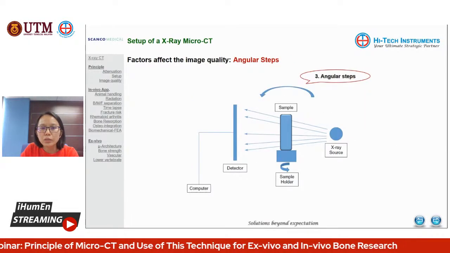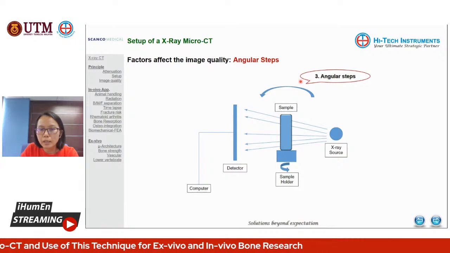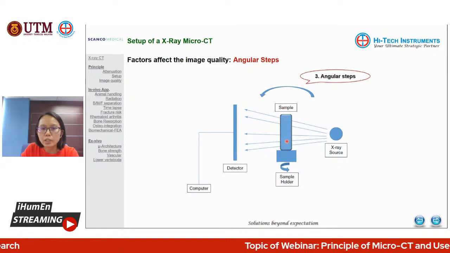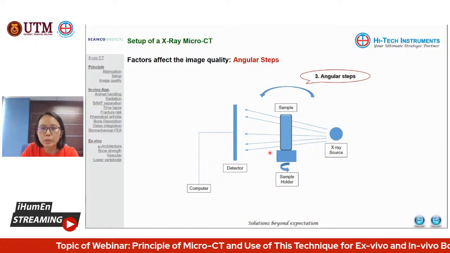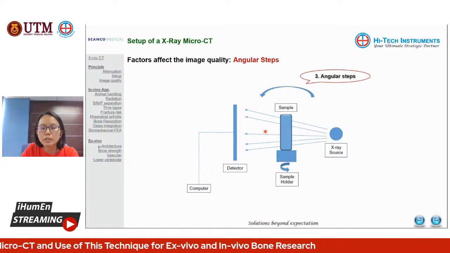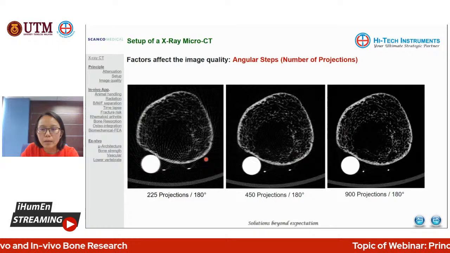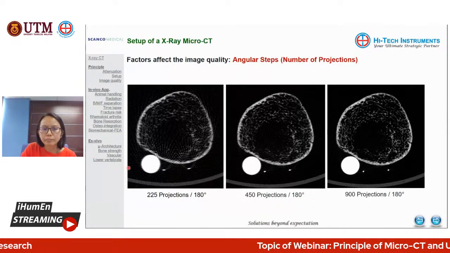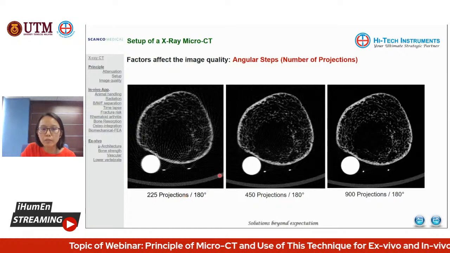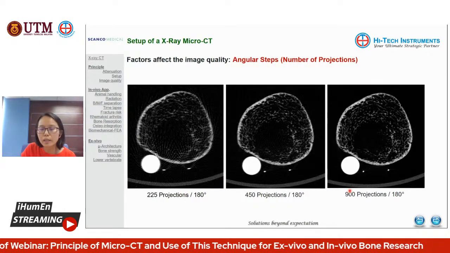Okay, so the next one I would like to share is the angular steps. If you notice, the sample, after you position it in the sample holder, will rotate. This is what we call angular steps. For each rotation step, it will capture one piece of data. You can see in this example, 225 projections over 180 degrees, 450 and 900 projections.